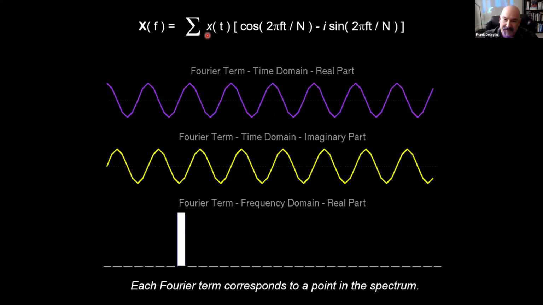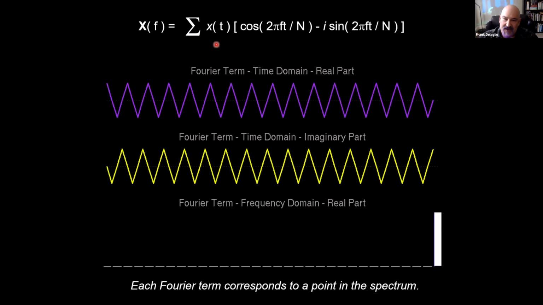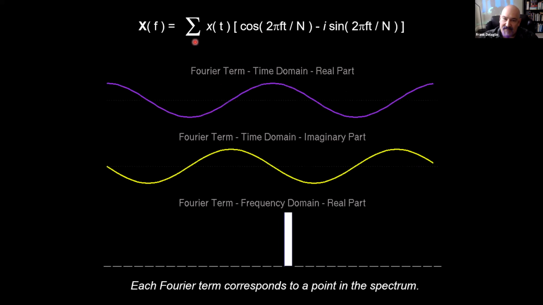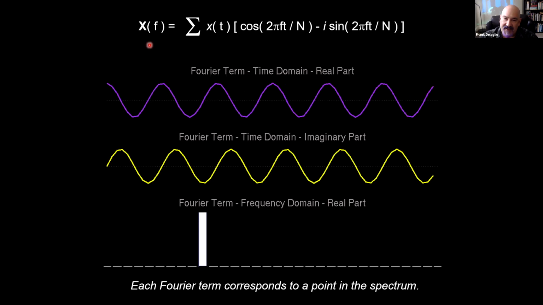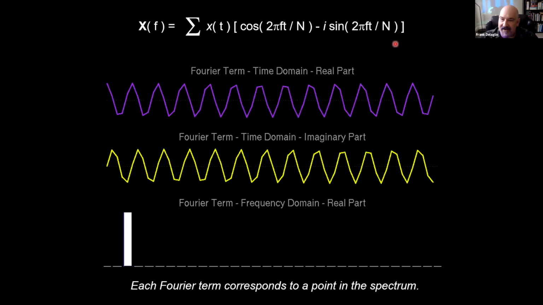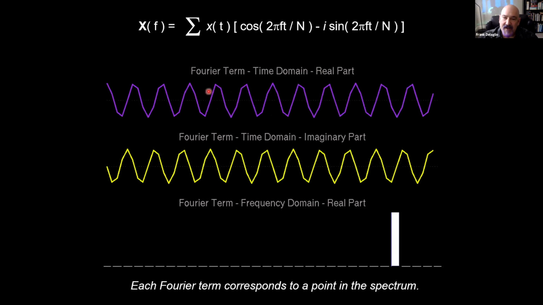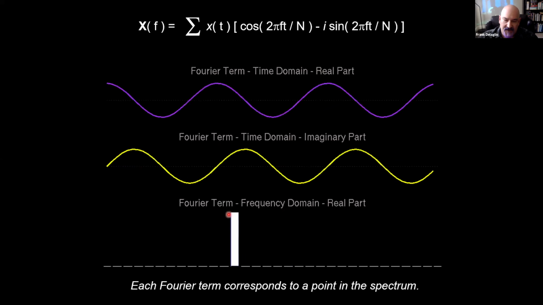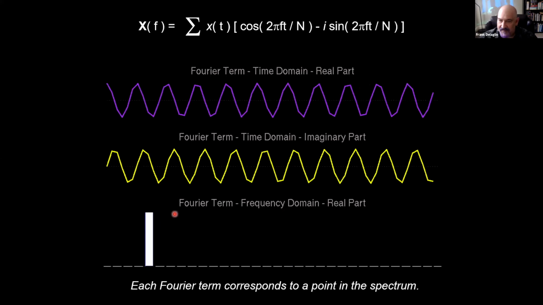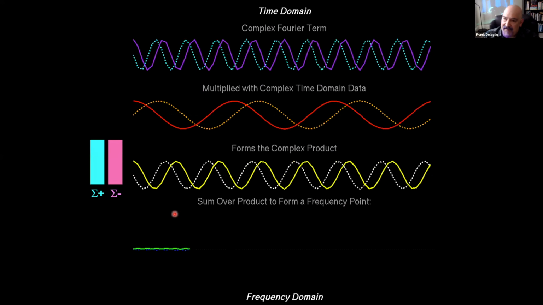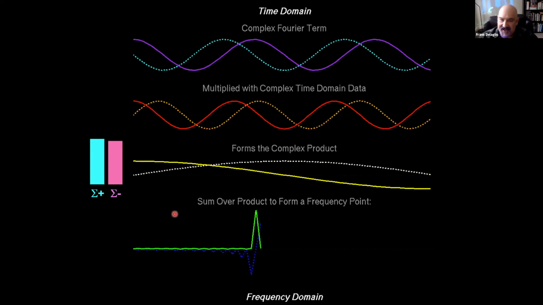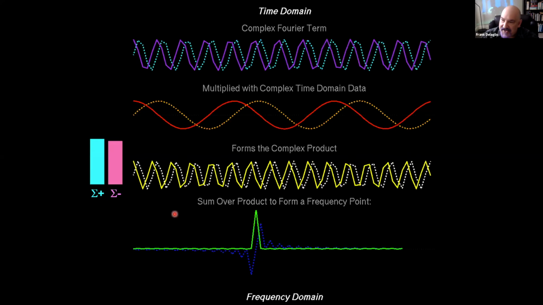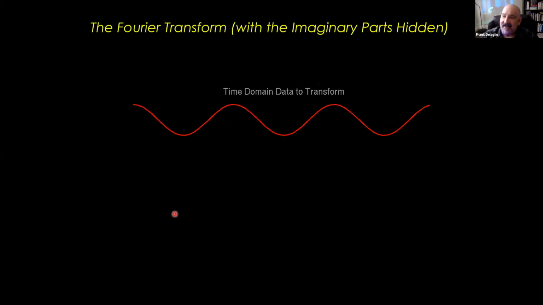The NMR data that we want to transform is little x of t. And to perform the Fourier transform, we multiply that time domain data, little x of t, by a Fourier term, add up all the points, and that generates one point in the corresponding spectrum, big F of t. These Fourier terms are cosines and sines. They have a real part and an imaginary part, and each one of these Fourier terms corresponds to a different position in the corresponding spectrum. So to discuss how the mechanism of the Fourier transform works, all of the math is done with complex data, but for simplicity, we're going to look at an example with just the real parts shown and the imaginary parts hidden.